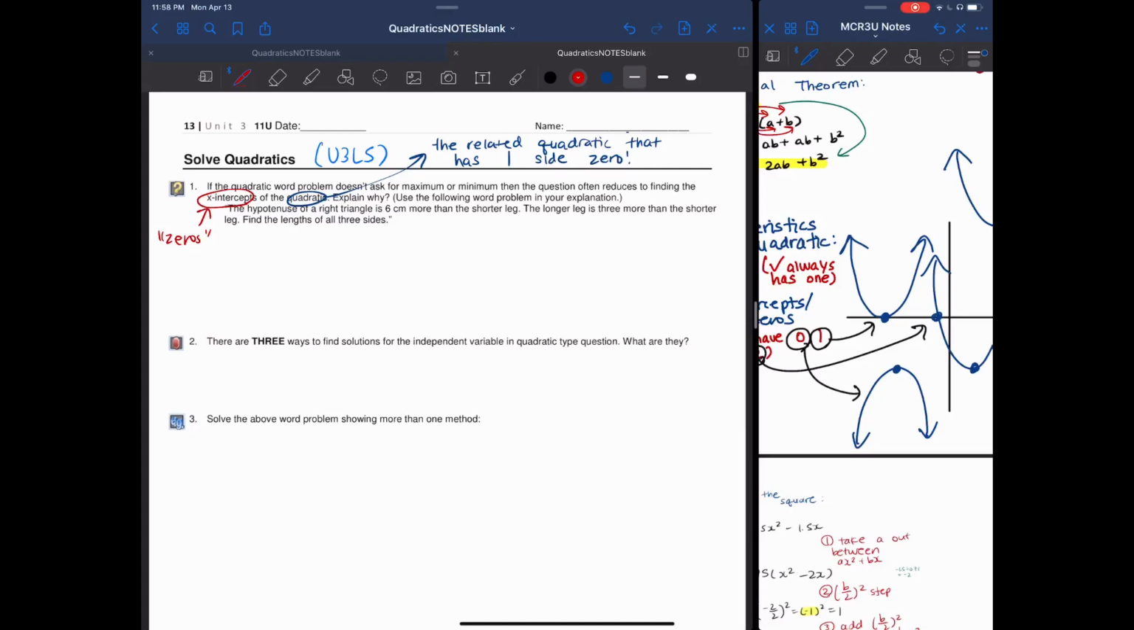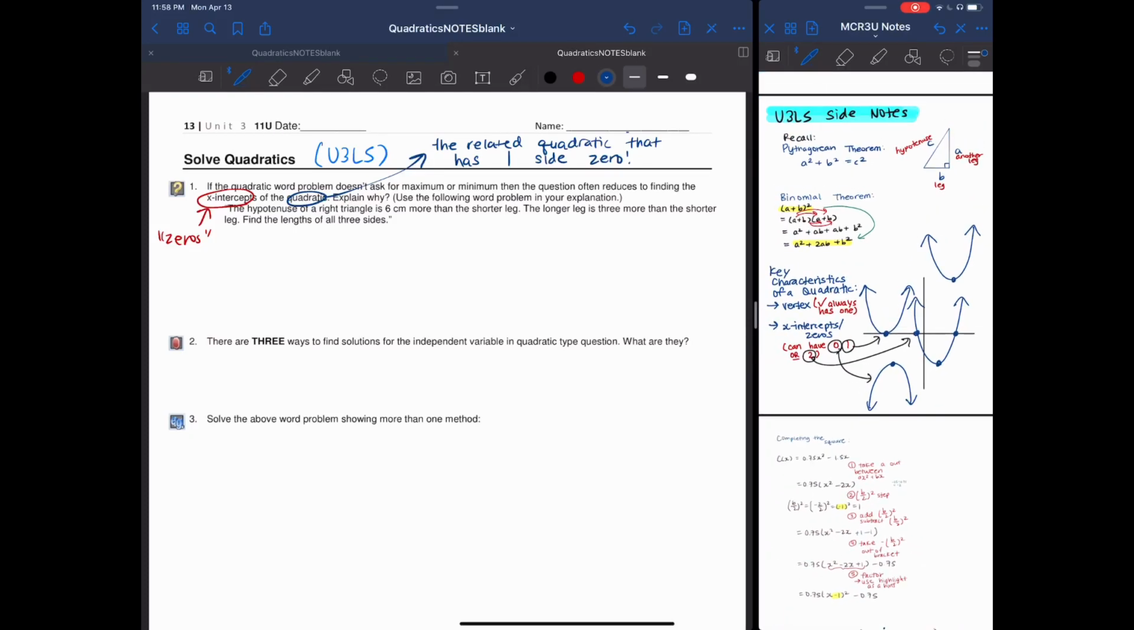So, solve quadratics, unit 3, lesson 5. There are some key characteristics of a quadratic: the vertex and the x-intercepts, or the zeros. Any quadratic or parabola has a vertex, right? And the word problems are usually going to use keywords like highest, lowest, maximum or minimum to let you know that you're going to solve for the vertex.